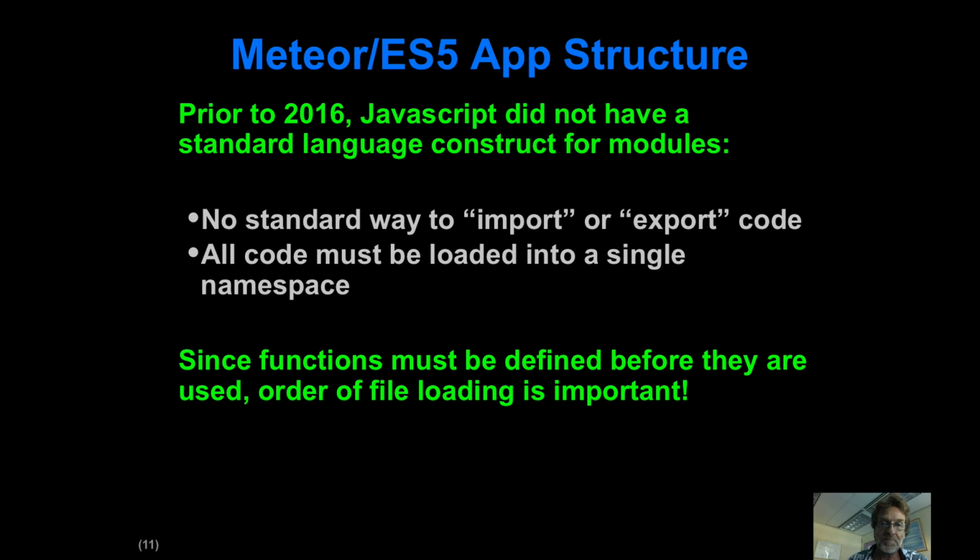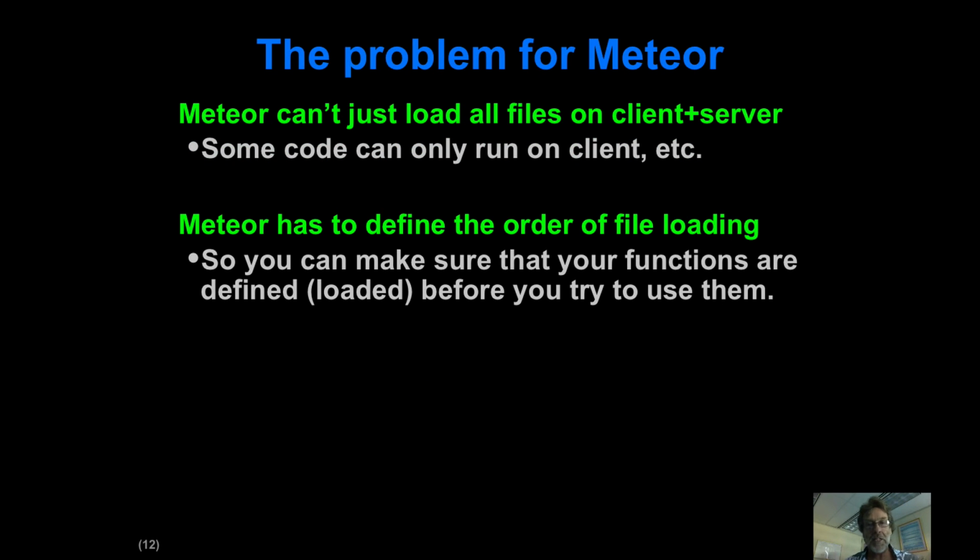So Meteor, as we know, can't just load all the files on both client and server sides, because some code can't run on the client and some code can't run on the server or shouldn't run on the server. And you want to be able to know what order your files are going to be loaded in, so that if you've got a function defined in one file that's used in other files, you can make sure that first file is loaded before the other ones.